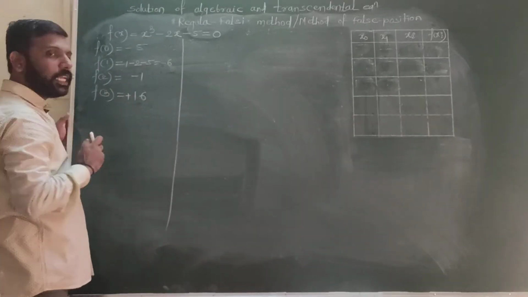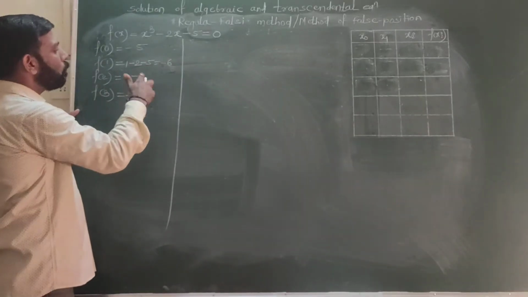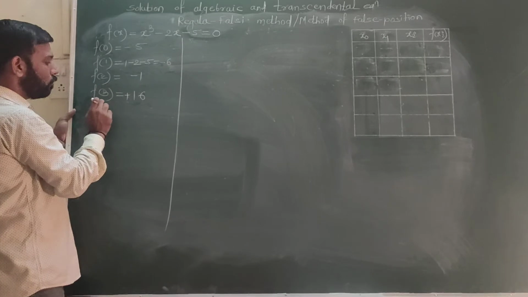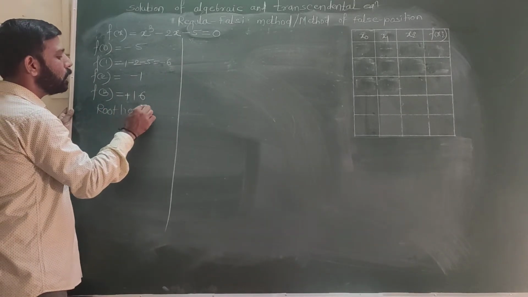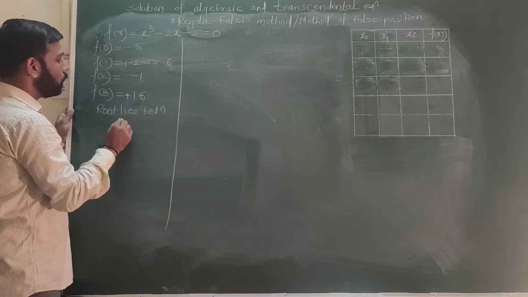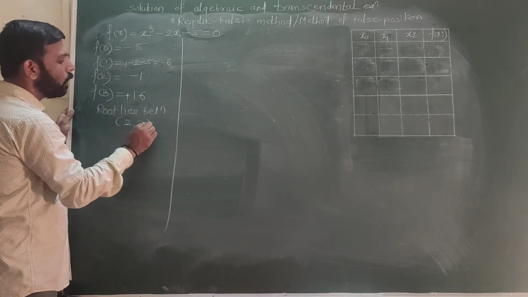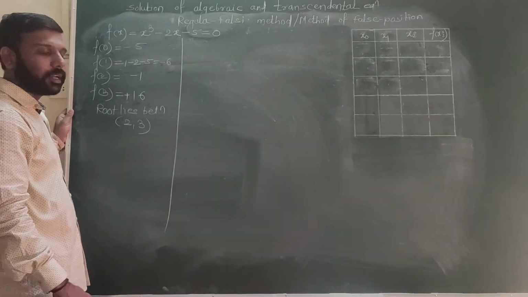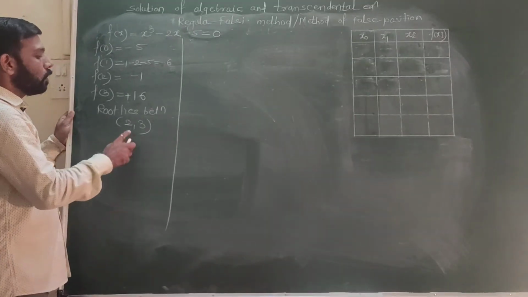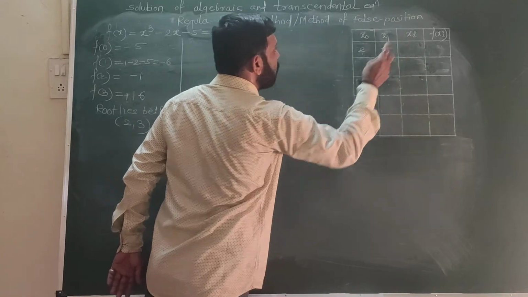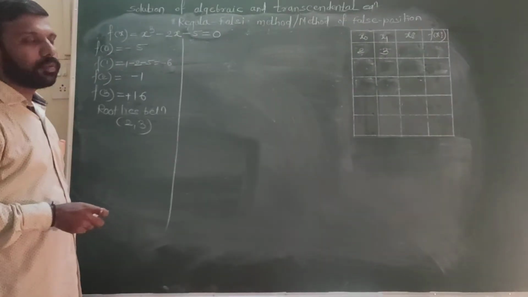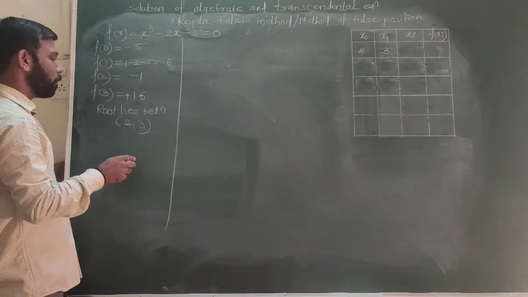When it changes its sign, when it becomes the opposite sign, we stop this calculation and write here that the root lies in the interval 2, 3. So this is our interval. Now we will mention these two values, 2 and 3, in the table. The first value is x0, the second value is x1.